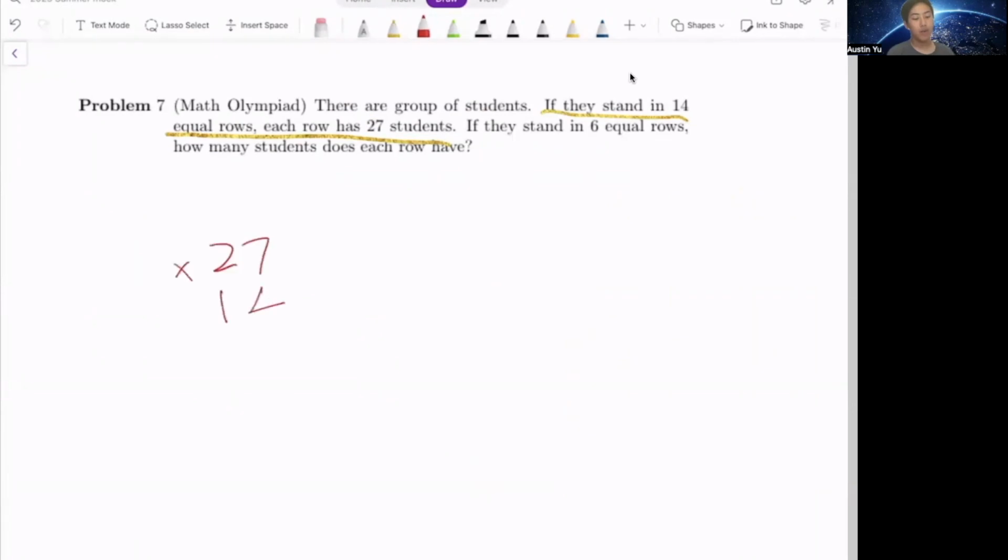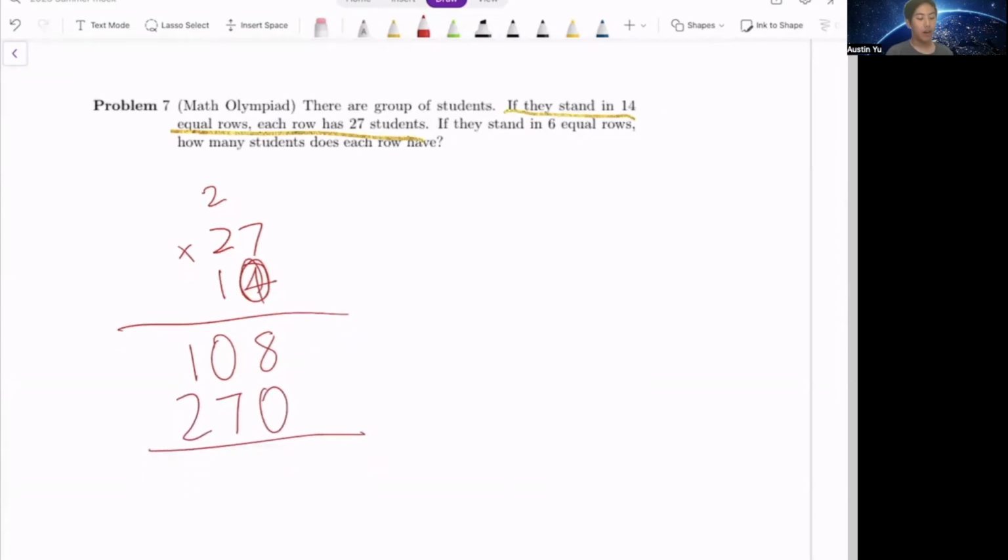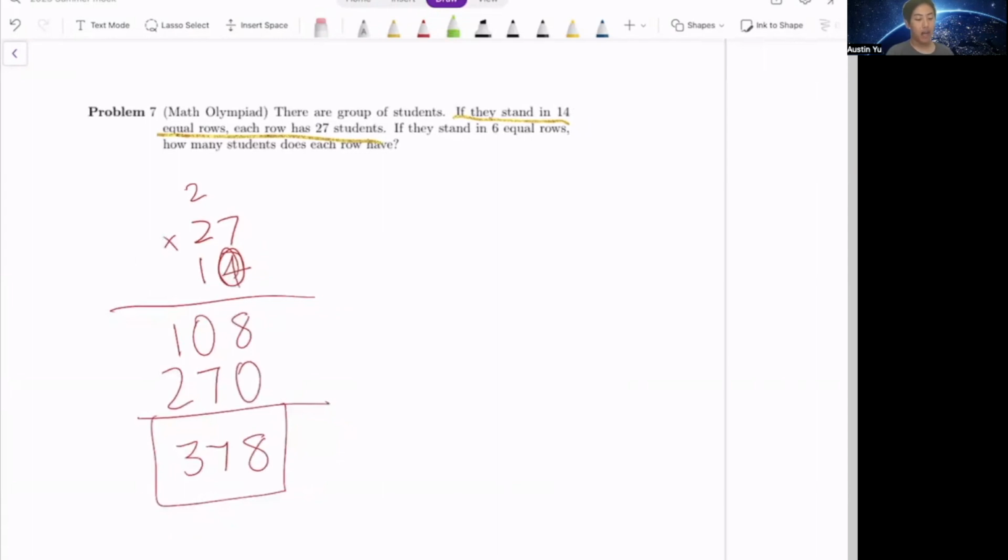27 times 14, we can easily do this by first multiplying 27 and 4. 7 times 4 is 28. We carry over the 2. 2 times 4 equals 8, plus 2 equals 10. And then 14 becomes 10, so drop down the 0. And then 7 times 1 is still 7, and 2 times 1 is still 2. Finally, this is 378. So if they stand in 6 equal rows now, we have to divide this by 6.